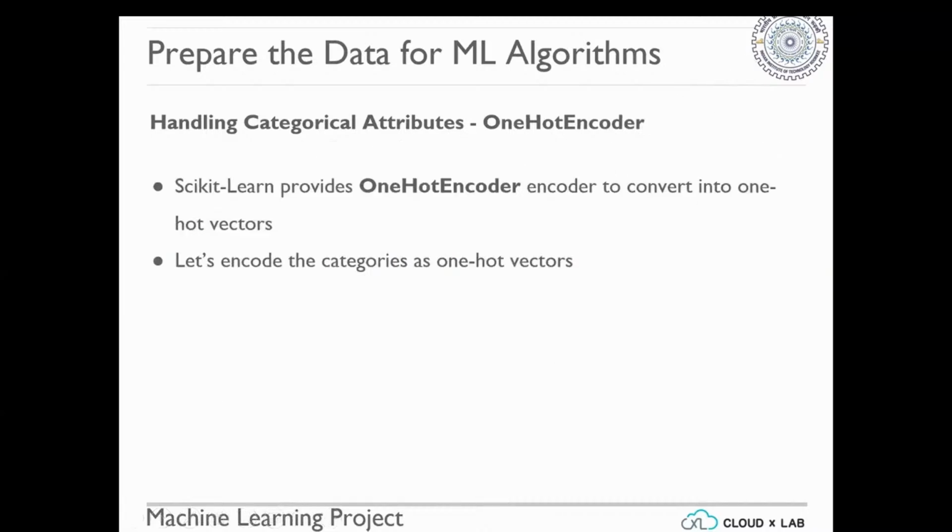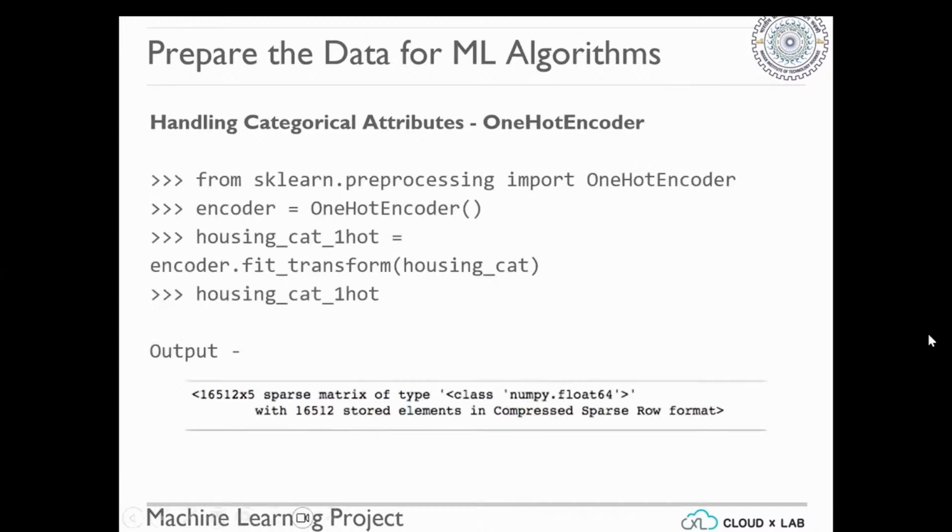Scikit-learn provides a OneHotEncoder to convert categorical features into one-hot vectors. Here we can import OneHotEncoder from scikit-learn.preprocessing, and we will use it to convert any categorical feature to one-hot encoding.